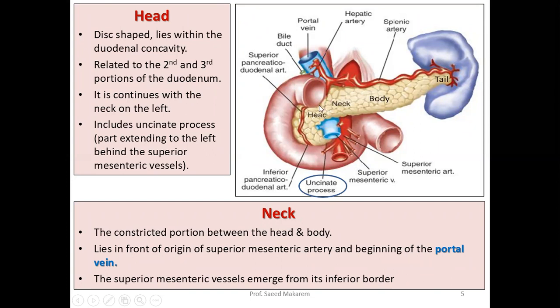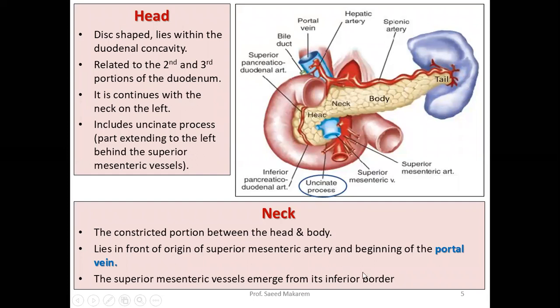Then going to the neck. Here is the neck. It is the constricted portion between the head and the body, a narrow, very short part, which is called the neck. It lies in front of the origin of the superior mesenteric artery. Here is the superior mesenteric artery, and just in front of that will be the neck.